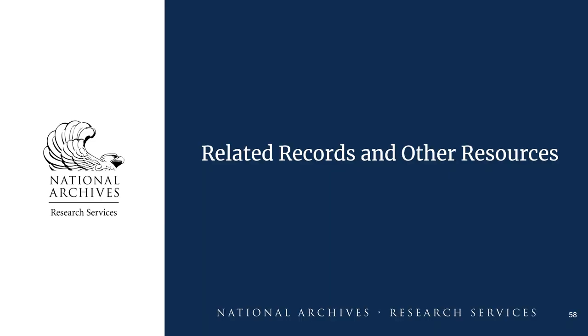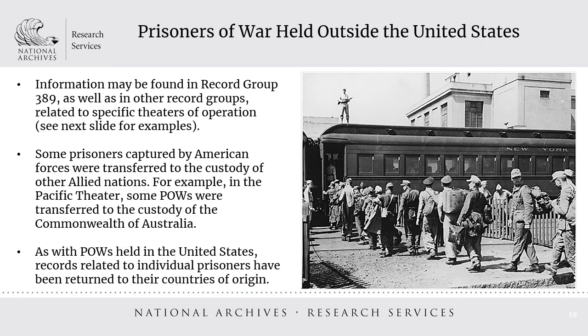Now that we've discussed some of the types of documents that can be found within Record Group 389, I'd like to close by briefly discussing related records and other resources for further research. Record Group 389 does contain some information about other POWs who were not held in the U.S. In addition, some POWs that were captured by the American forces were also transferred to the custody of other allied nations. And again, records related to individual prisoners were returned to their countries of origin after the war, regardless of where that individual was held. So if you are researching a specific POW, you should contact the military archives of those countries for further assistance.